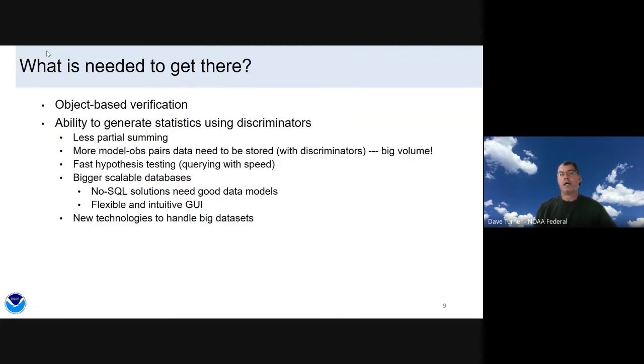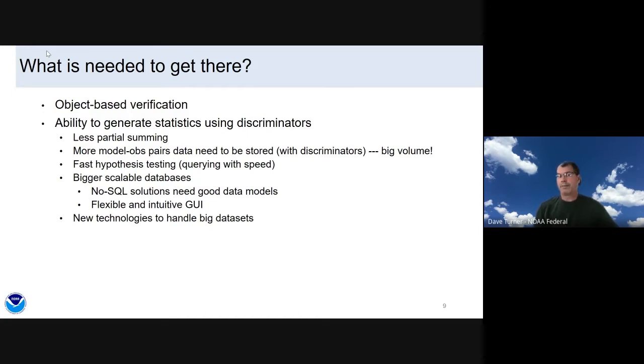So beyond object-based verification, we can also just generate statistics from the model-obs pairs as a function of some sort of discriminators. And so what this would mean is there's going to be less partial summing. Instead of collecting a set of model-obs pairs and computing statistics over regions as a way to reduce your data volume, you'll do less of that partial summing. You'll include those discriminators, but that means you're storing a lot more data. You have to have a lot more data available for your verification system to work with. That's big volume.